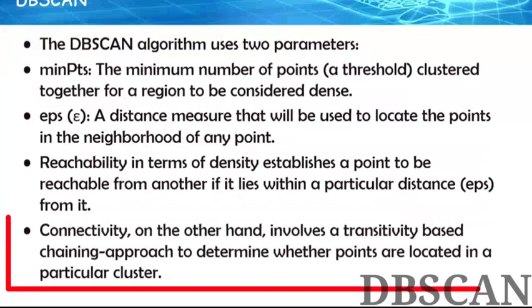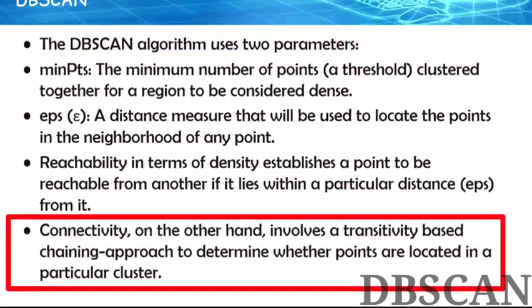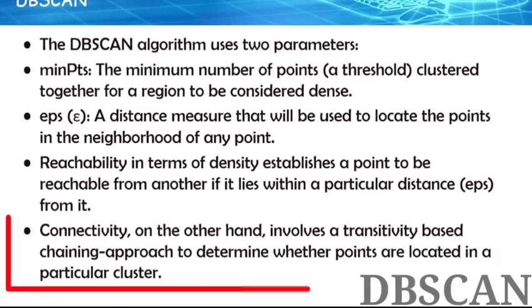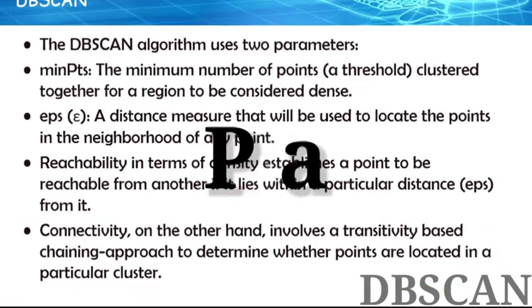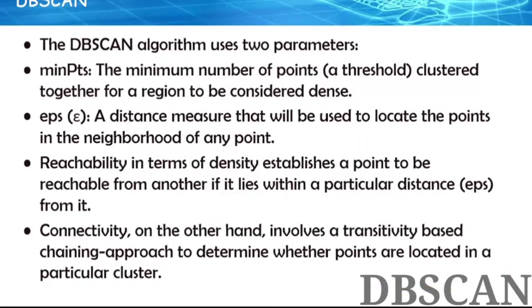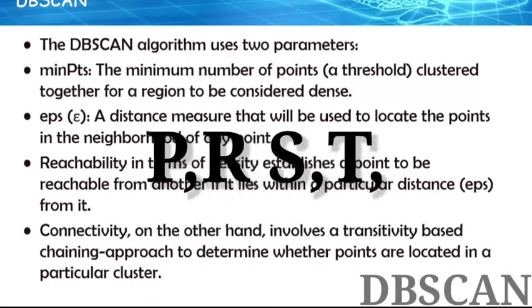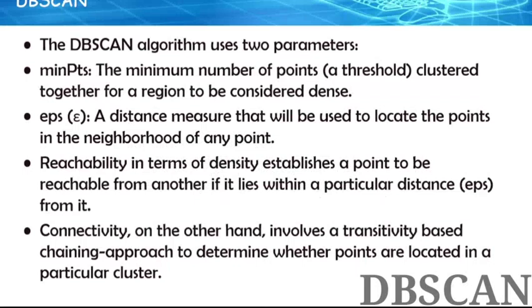And next is connectivity. Connectivity, on the other hand, involves a transitivity based chaining approach to determine whether the points are located in a particular cluster. Maybe we can consider example points like P and Q that are connected, so they can be connected through P, R, S, T, Q. R, S, T are the points which are in the middle. So the points next to each other, like P and R, will be neighbors.